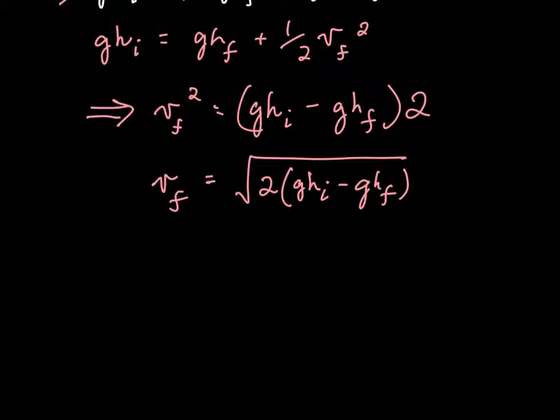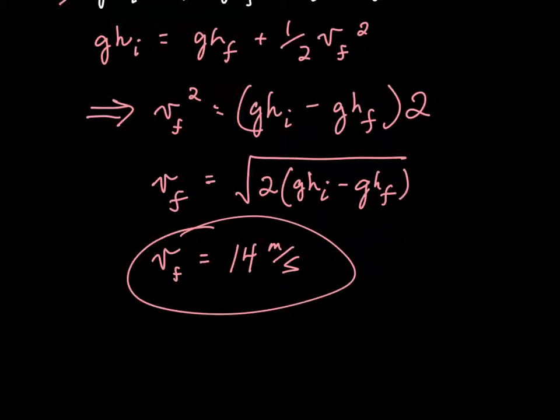Okay, and if we plug in our known values, the values that we knew from the problem, we get an answer that the final velocity on the top of the second hill is 14 meters per second. Okay, so that is our answer for this sample problem.